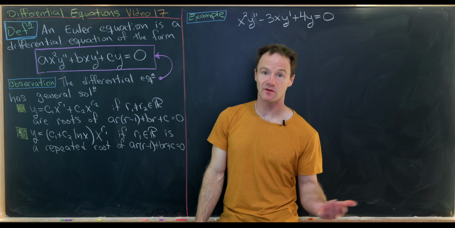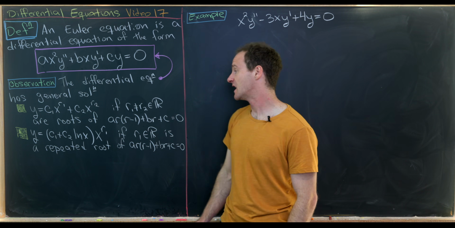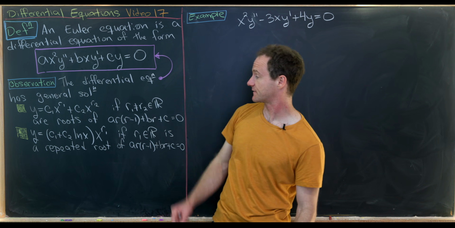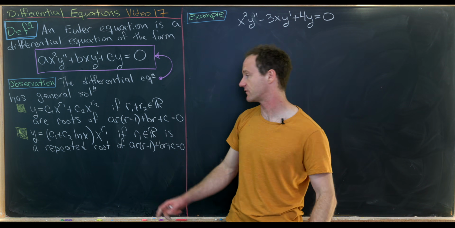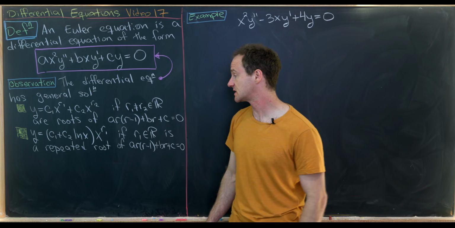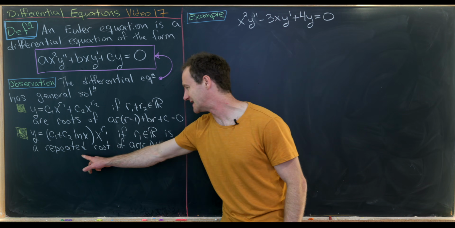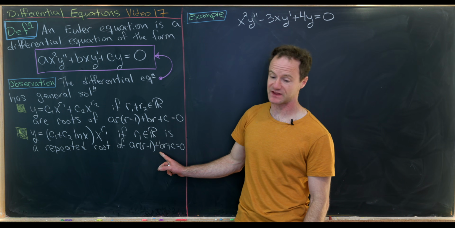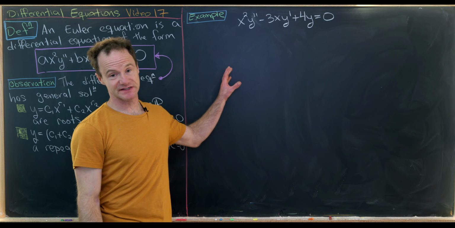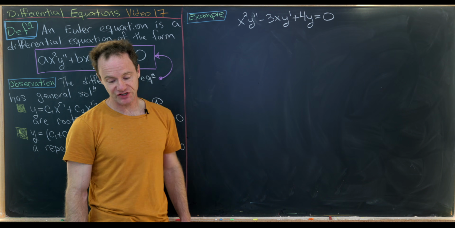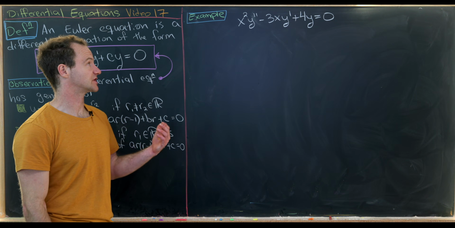So I've added the summary of our previous calculation to our big observation for the day. And that is the solution to our differential equation is of the form c1 plus c2 times the natural log of x, all times x to the r1, if r1 is a real number and it is a repeated root of this indicial polynomial. So let's look at an example based around that, and then we'll finish it off by looking at what happens if we have complex conjugate roots.